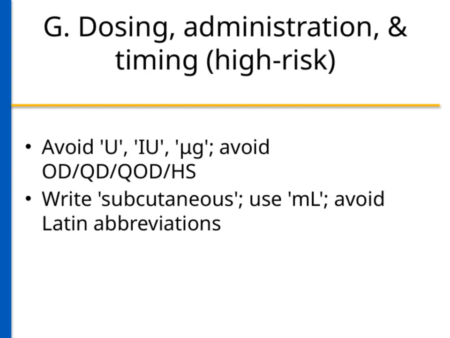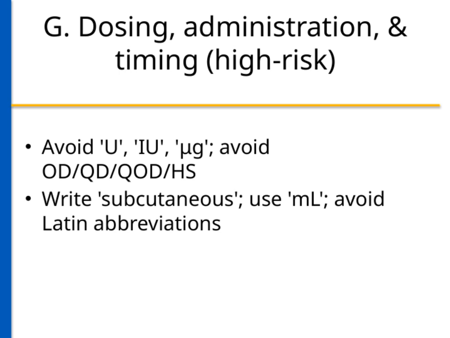When it comes to dosing, administration, and timing, especially in high-risk situations, there are some key points to keep in mind. First, it's important to avoid using certain abbreviations like U, IU, or MUG because they can be confusing or lead to dosing errors. Instead, always write out the full term and use clear units like milliliters when referring to volume. For example, say ml instead of abbreviations. You should also avoid abbreviations like OD, QD, QOD, or HS, which can be misinterpreted or misunderstood. Clear communication is crucial here, especially when managing medications that require precise dosing and timing.